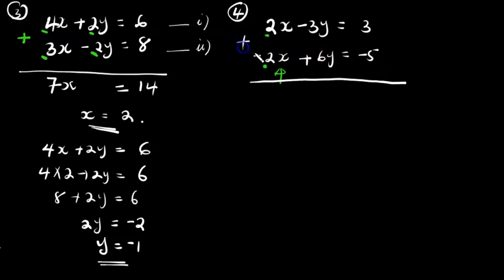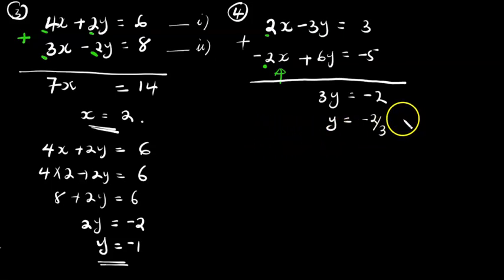When we add the two equations, you see that I have 2x plus a negative 2x, which is equal to 0, and negative 3y plus 6y, which is equal to 3y, and then 3 plus a negative 5, which is equal to negative 2. When you divide by 3 on both sides, you end up with y equals negative 2 over 3. You can leave it in fraction. No one penalizes you because it is in fraction.